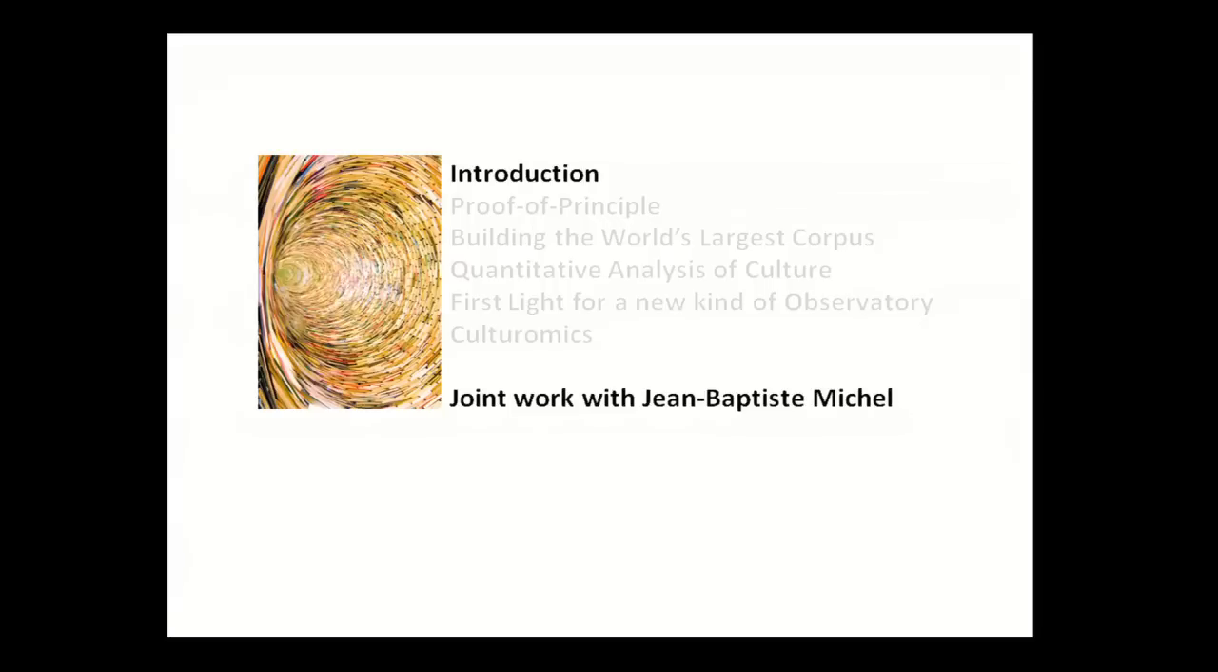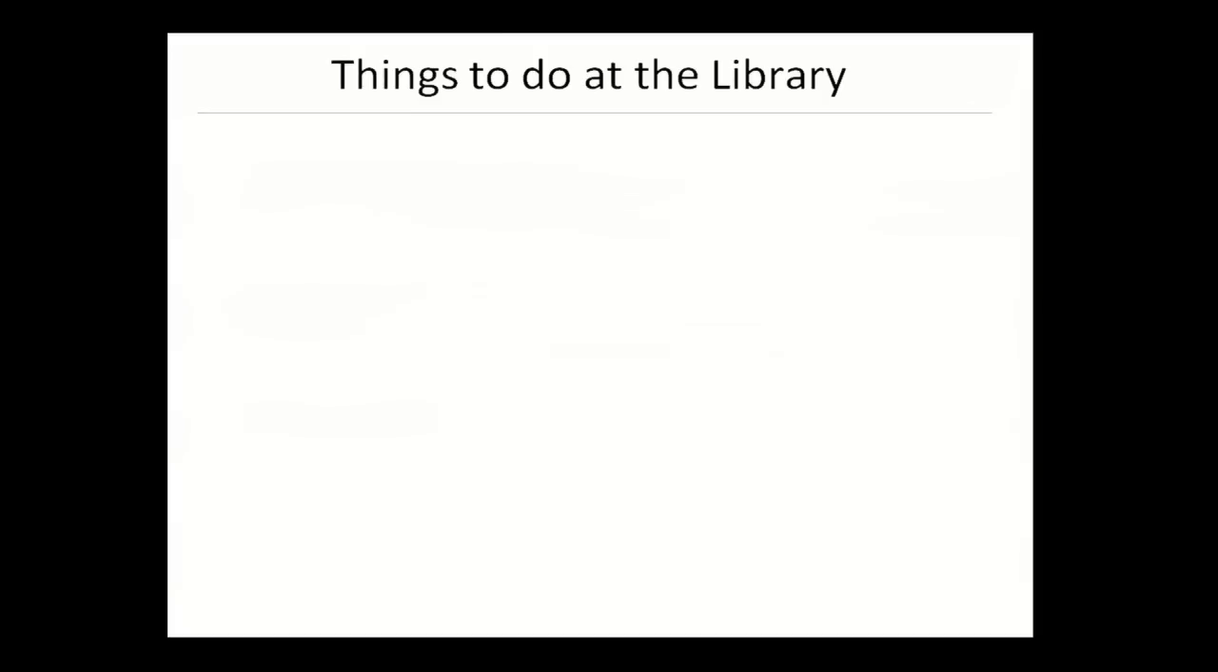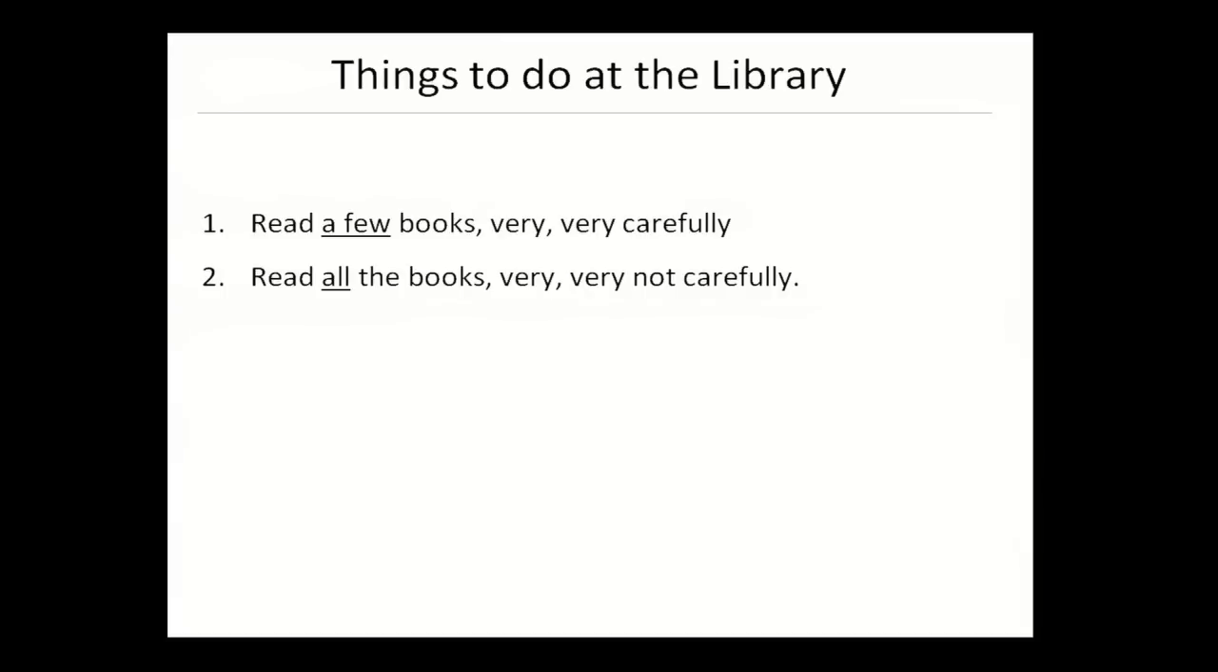This is joint work with Jean-Baptiste Michel. Again, it's big data, visualizing big data, and I think you can learn something about that potentially. I've learned something about it from trying to do this. So here are some things you can do at the library. You can read a few books very, very carefully. That's what most of us do. Here's another idea: maybe you could just read all the books. That takes too long, so maybe we'll just read them very, very not carefully. I think that would make up for it.